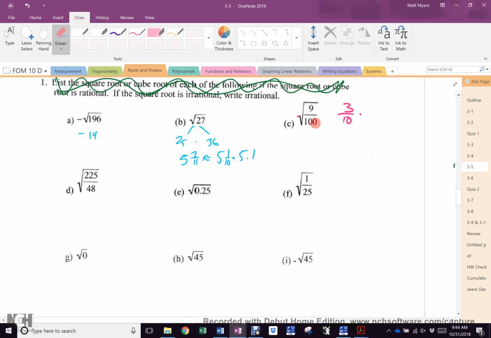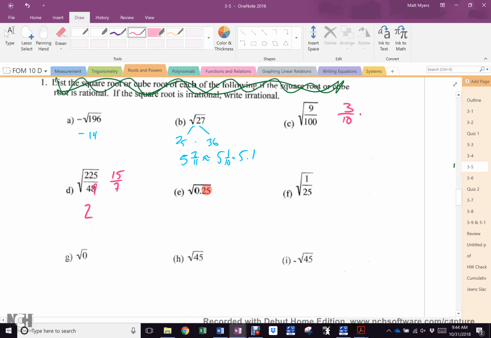Now, what makes this one? 225's on our list, yeah? But 48 isn't on our list, is it? That's 15 for 225. If this was 49, it would be 15 over 7, wouldn't it? Which is pretty darn close to 2, isn't it? 15 divided by 7 is pretty close to 2, yes? So that means this answer must be pretty close to 2. Everybody good?